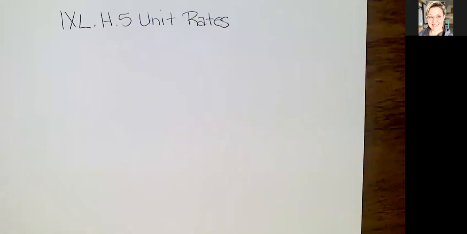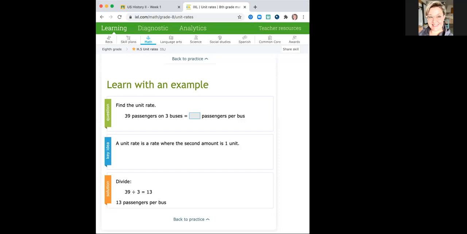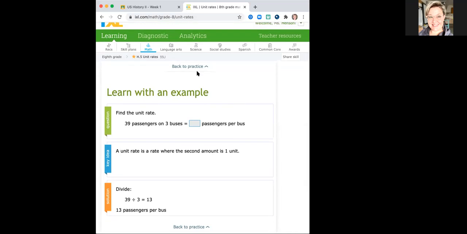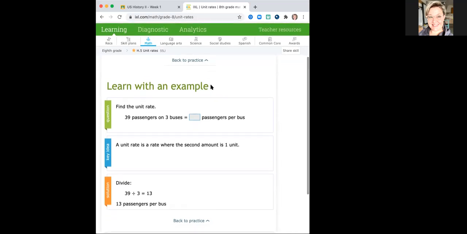All right, you're ready to move on to IXL H5, looking at unit rates. And we're going to go ahead and look at IXL really quick so you can see how that works. Okay, I've already got it pulled up, and I have this posted. This is just the learn from or click to learn more at the beginning of each unit. We're at H5 unit rates. And so the question is going to look like this.